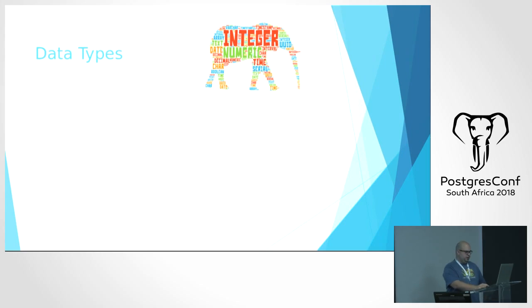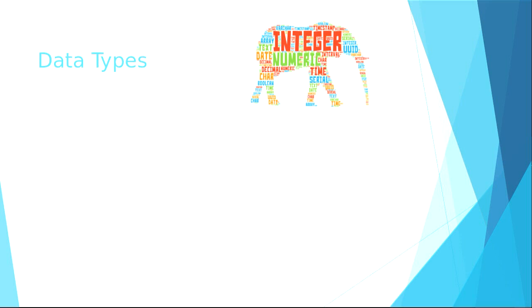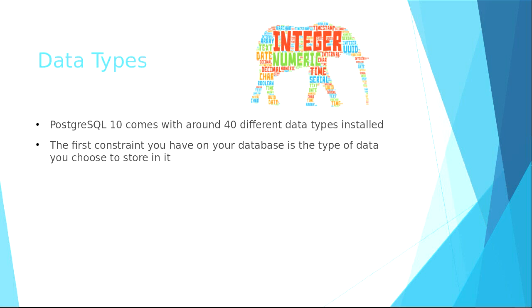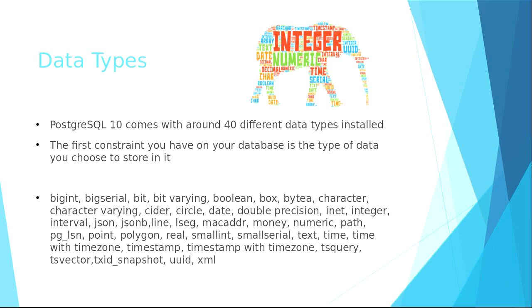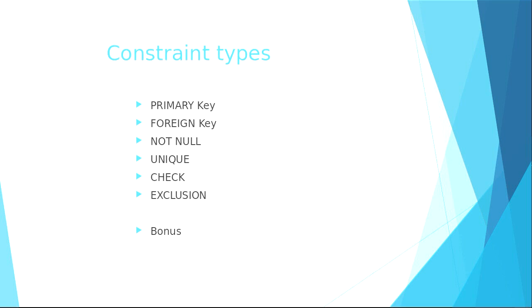The first type of constraints I like to think about is the data types you use. In Postgres, we have more than 40 data types that you can use for the correct circumstances. And then there's a long list of all the data types that are available in Postgres 10. Here are the few constraints we're going to talk about: the primary key, the foreign key, not null, unique, check, and exclusion constraints. You must let me know if I'm going too fast, and then we're going to have a few bonus things to discuss at the end.